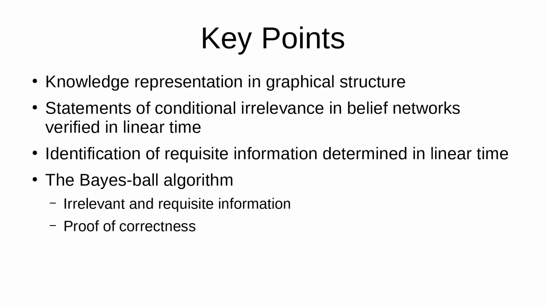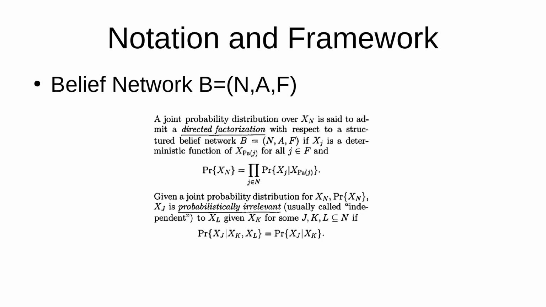the graph size. This section, Notation and Framework, lays the groundwork for the Bayes-Ball algorithm by defining concepts related to the irrelevance and requisite sets. Starting from a belief network B = (N, A, F) with nodes N, arcs A, and a subset F containing nodes that are functionally determined by their parent nodes, a joint probability distribution for the network is given for every node, expressed in either probabilistic or deterministic terms.